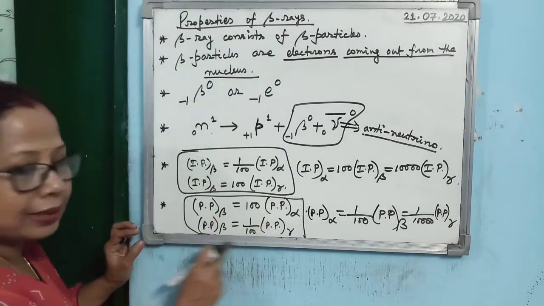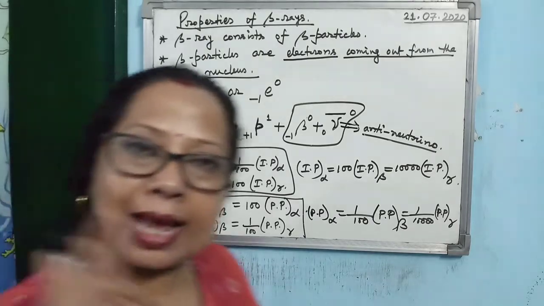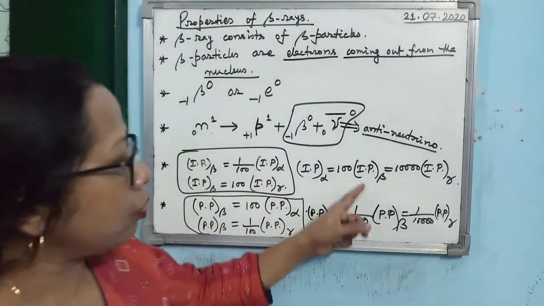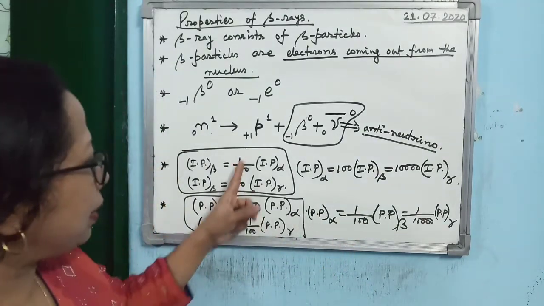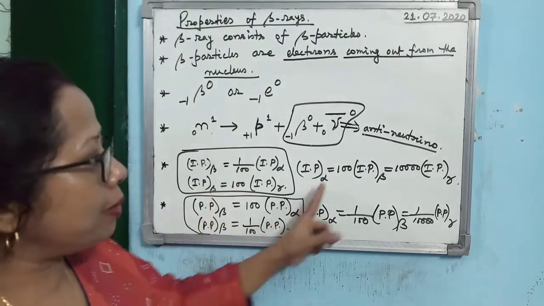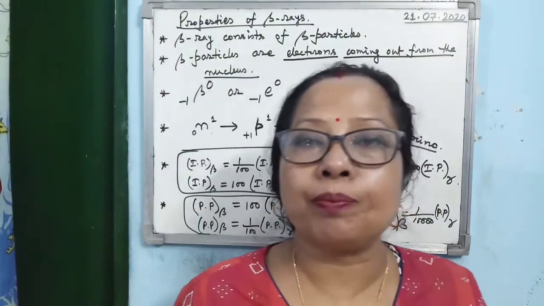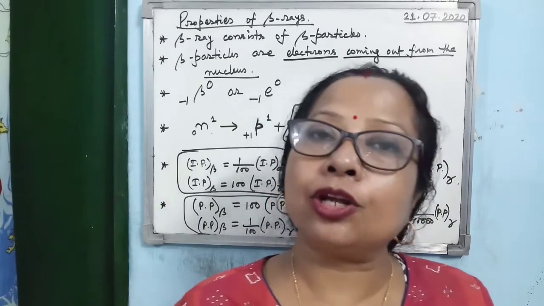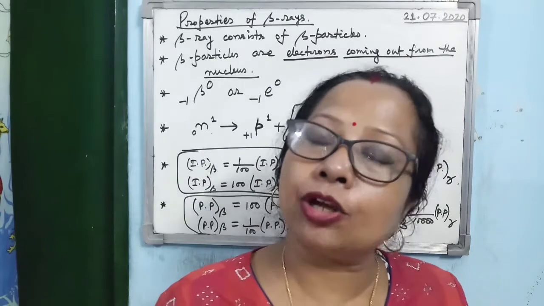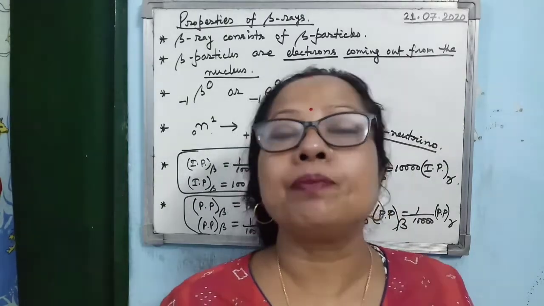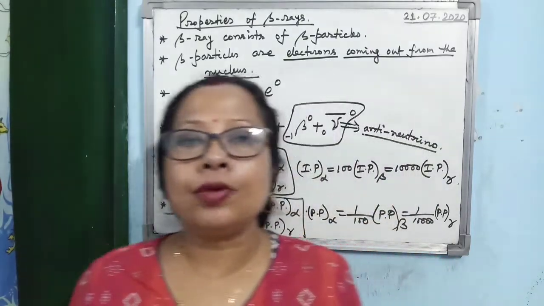Okay, unable to write this, then write down these 2 points only, for alpha also, beta also. At least the examiner will understand you, and you know the fact. You may not be able to write it in this form, but you can write this form. What I want to say is that the ionization power of beta is less than that of alpha, but greater than that of gamma. That's why the penetrating power of beta is more than that of alpha and less than that of gamma.